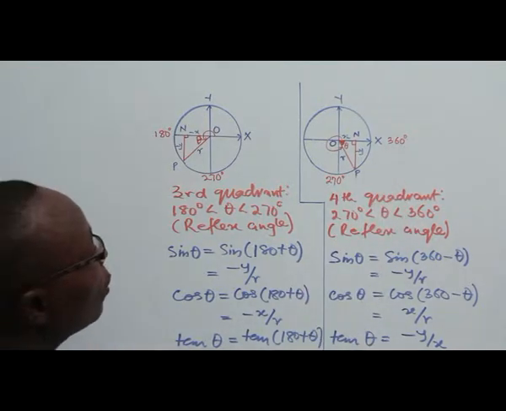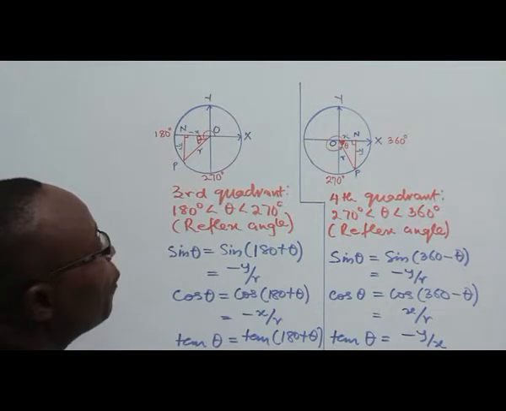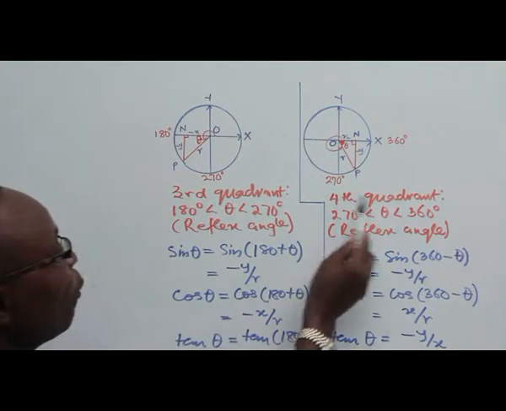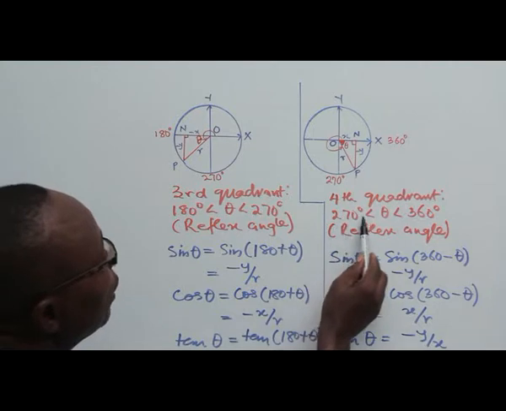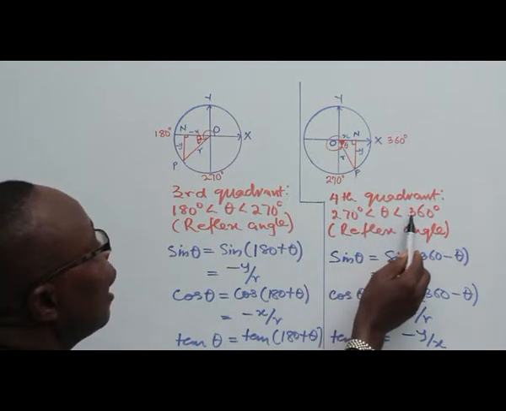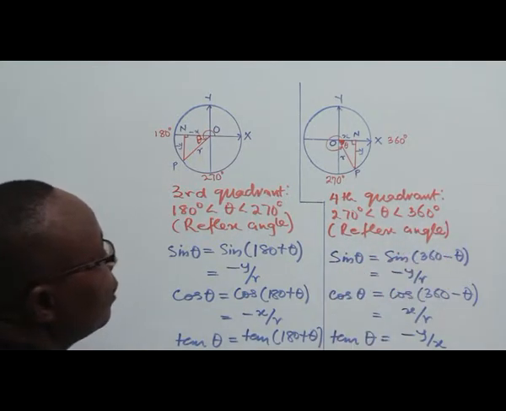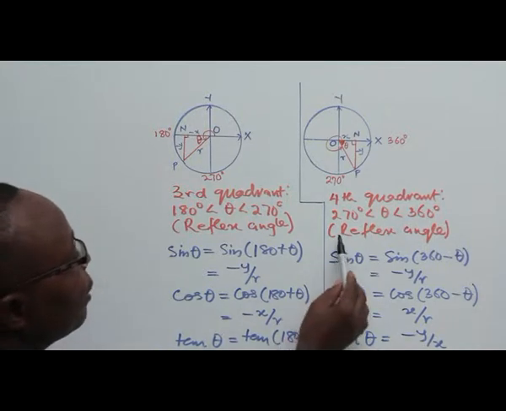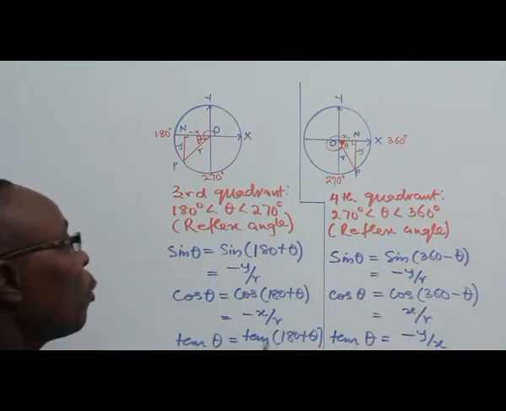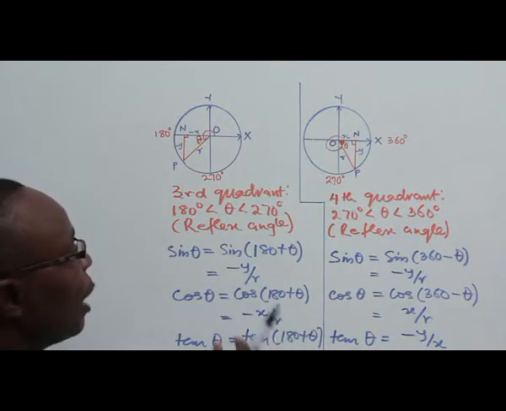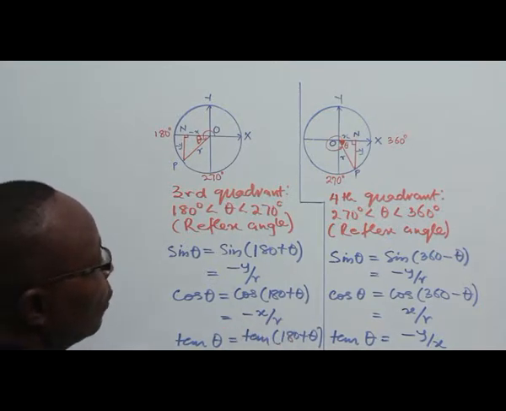This also falls into the range of the reflex angle. So in the fourth quadrant, we have 270 less than theta and less than 360 degrees. As I said, it is a reflex angle. So we have two reflex angles in a circle, the third quadrant and the fourth quadrant.